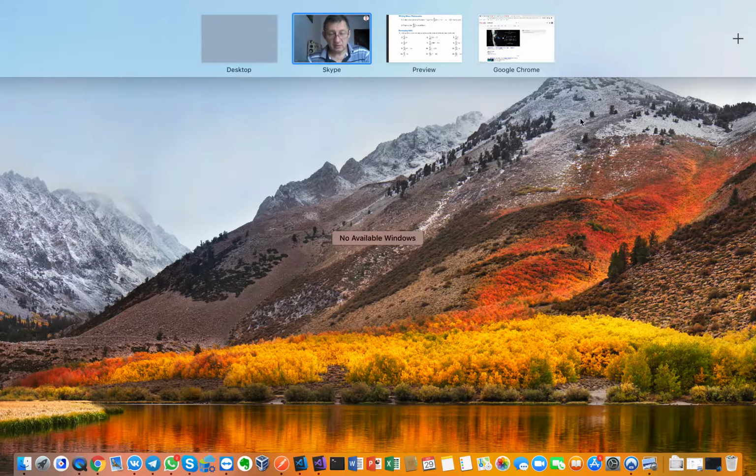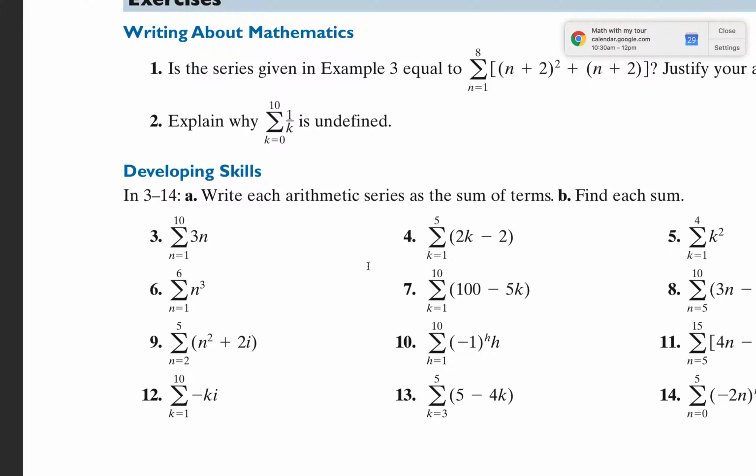For the sum in the second bracket, we still have 5 terms. The first term is 2. The last term is 10. So the sum of 5 terms equals 5 over 2 times, in brackets, 2 plus 10, which gives us 5 over 2 times 12. Okay, so the answer is 30.